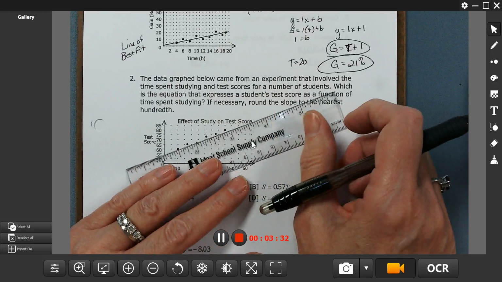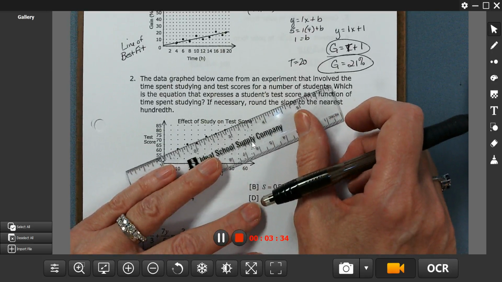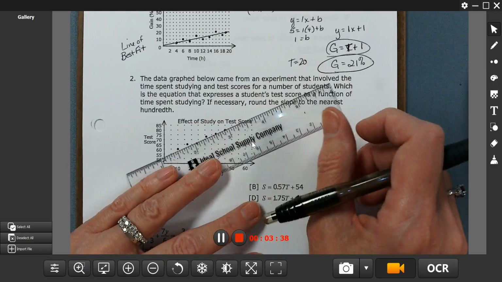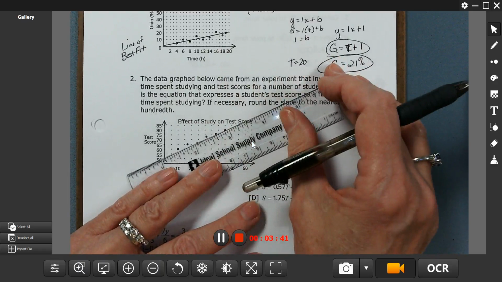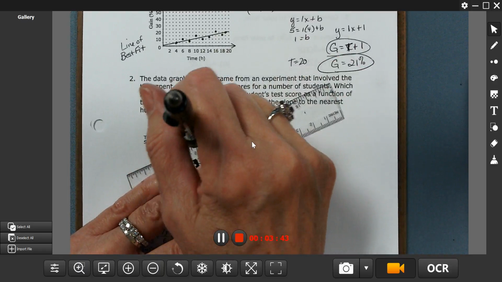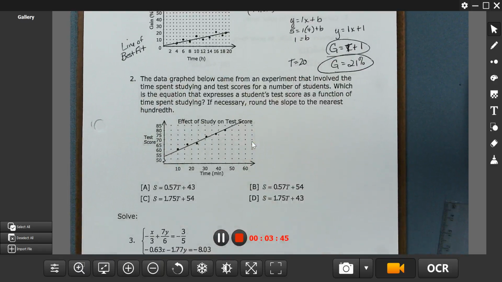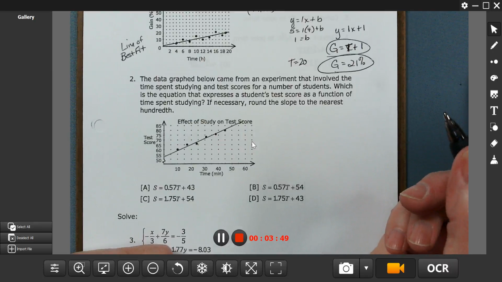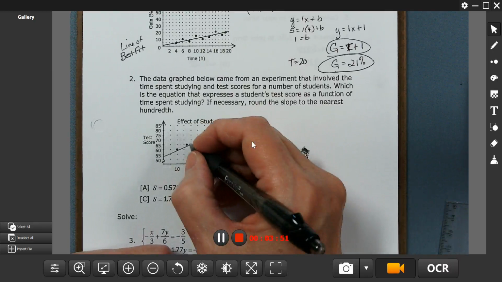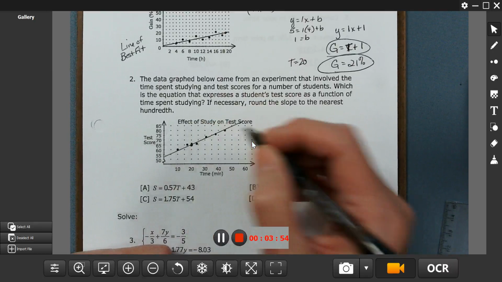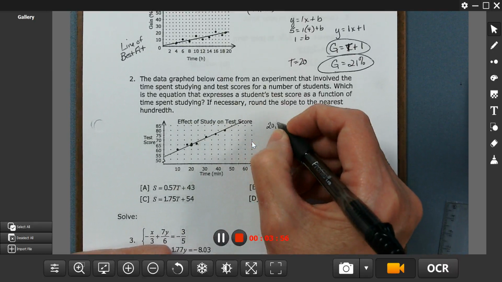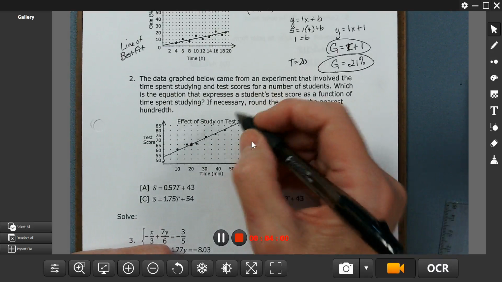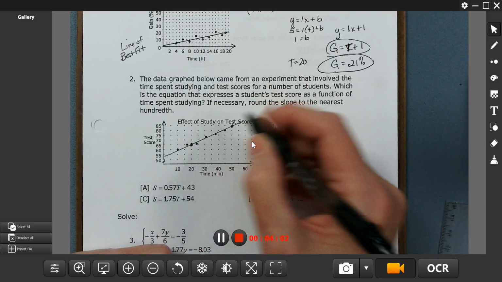So let's take maybe more like this or something. And my pen is sort of fat, so I'm trying to estimate the thickness of my ink there. Okay, now again we need to find 2 points. So I think if we look at this point right here on the line, that's 20, 65. Got that one. And maybe this one right here at 50, 85.